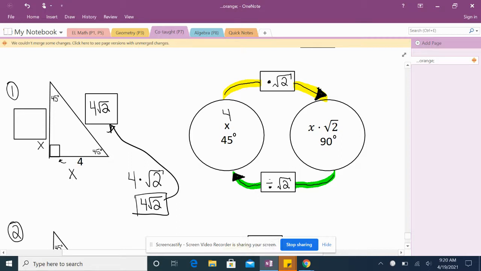So if this leg is 4, then this leg is also 4.